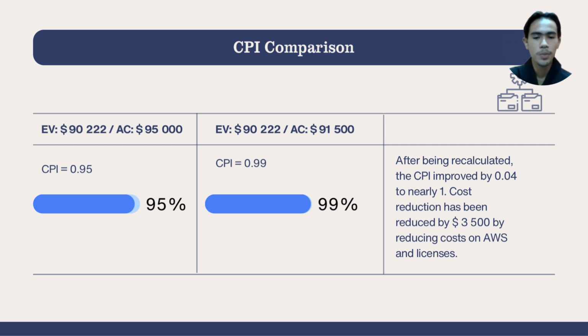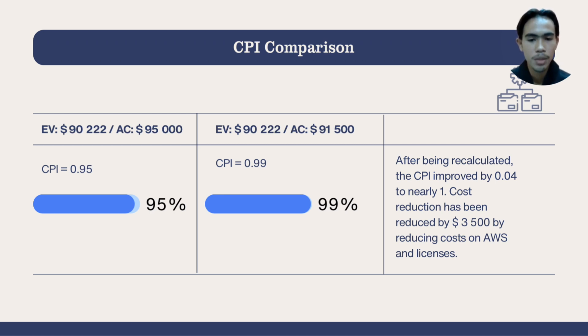Let us move forward to CPI comparison. Initially, as seen on the left, our earned value EV was 90,222, but our actual cost AC was higher at 95,000. This resulted in a CPI of 0.95, meaning we were slightly over budget and only operating at 95% cost efficiency.